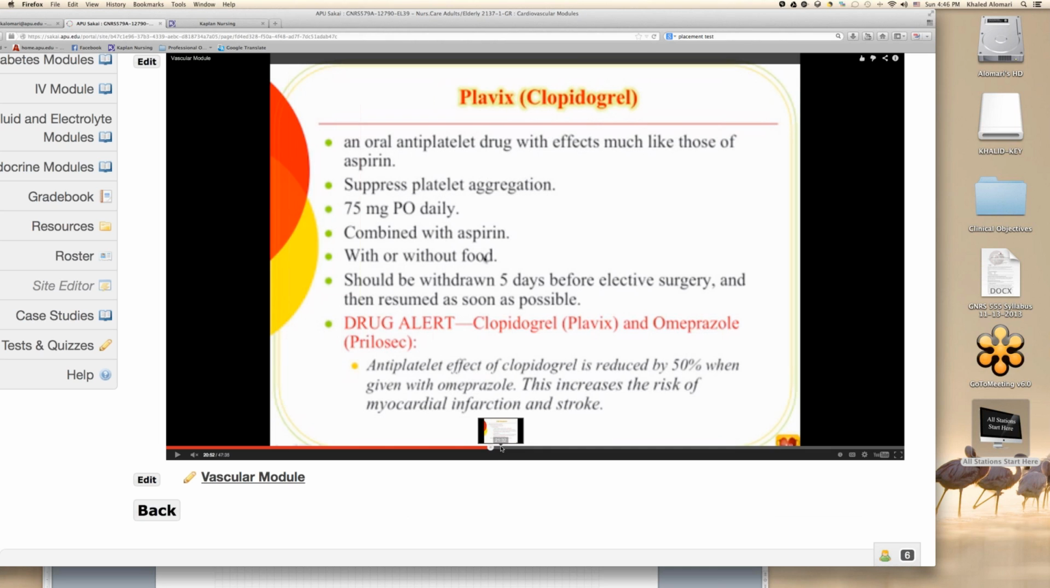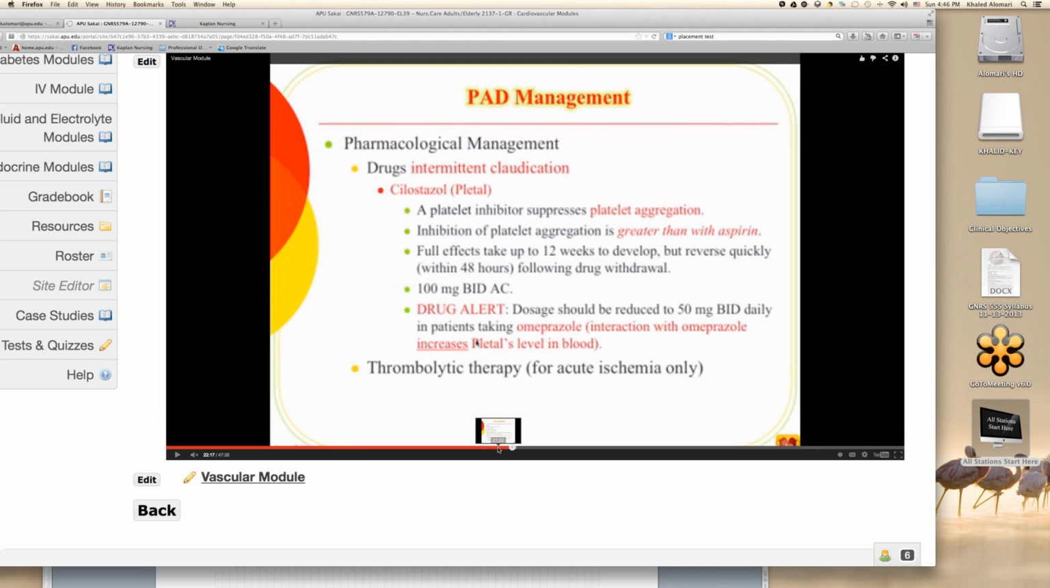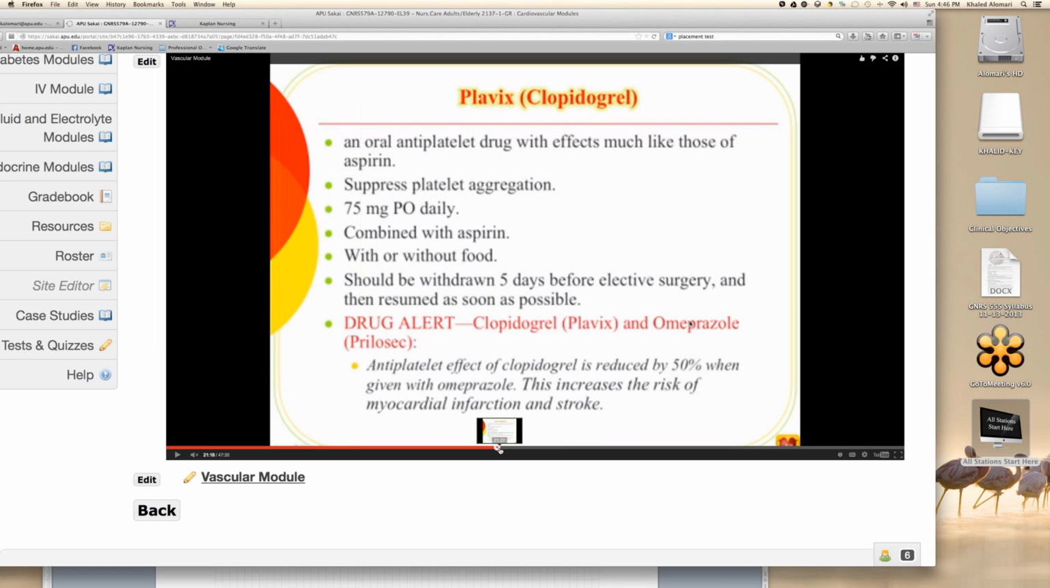Okay, let's see the other one. Plavix is given to any patient who has a stent. Any patient who has a stent, whether in their heart vessels or renals or whatever, has to take Plavix for the rest of their life. Because the platelets will come and aggregate and try to attack it, thinking that it's a foreign body.